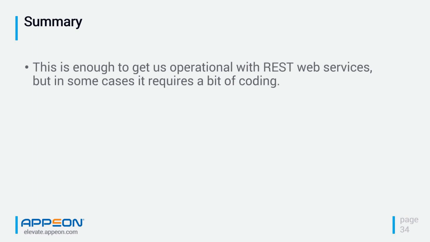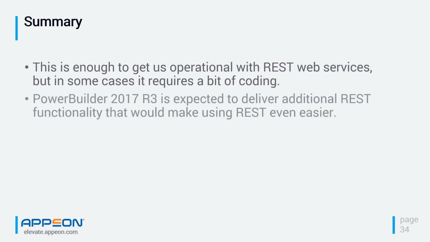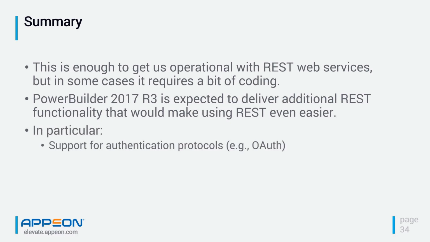This is enough to get us operational with REST web services, but as you saw, for instance, the data window update took a little bit of code to make that work. In PowerBuilder 2017 R3, Appeon is expecting to deliver additional REST functionality that should make this even easier. In particular, what they're looking at is support for authentication protocols, such as OAuth. You could do that today. It would be a bit of coding, because you would be setting certain headers and calculating hash values. The idea is that they want to provide some methods that make it a lot simpler for you.